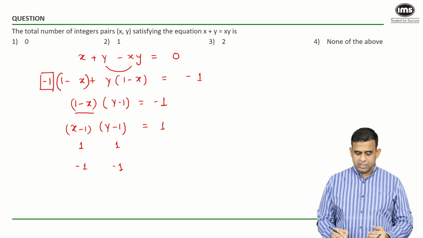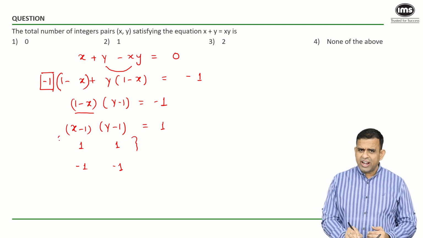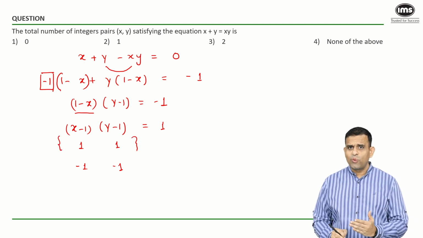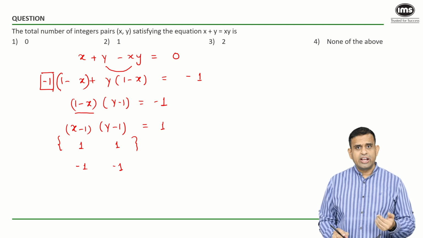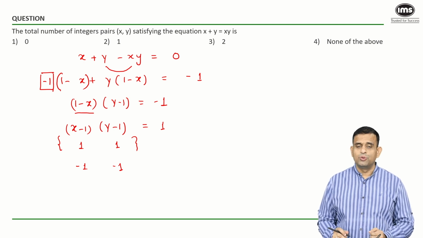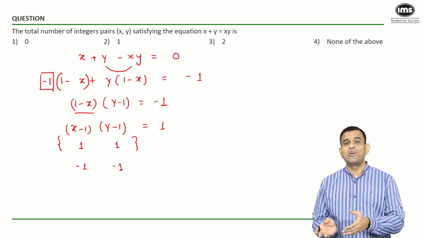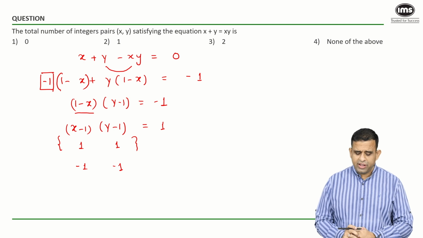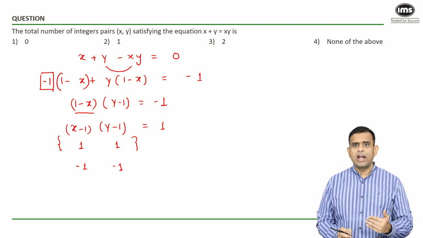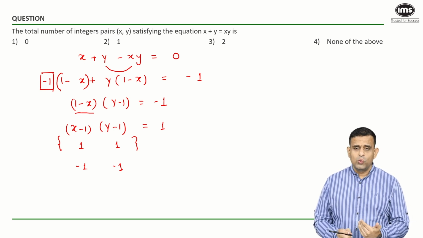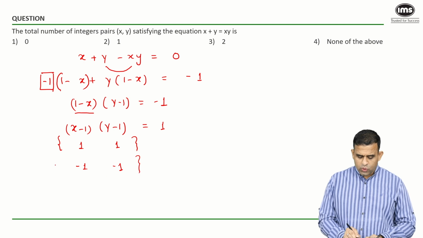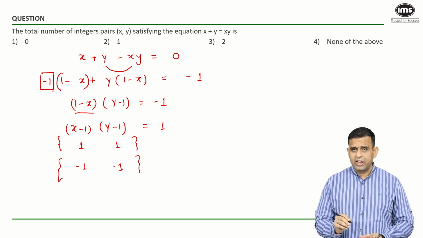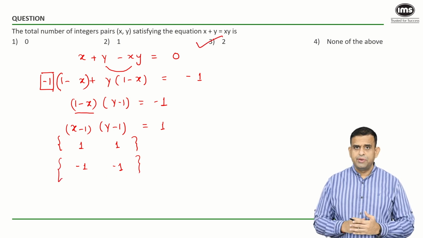In this particular case, if you take the first scenario, you will find the value of x to be 2 and y to be 2. In the second case, x is 0 and y is equal to 0. Please note, the task is not to find the value of x and y over here. Since I can represent 1 as 1 into 1 or minus 1 into minus 1, one can say we are going to get two values of x and y as a pair. Hence option number 3 is the answer.